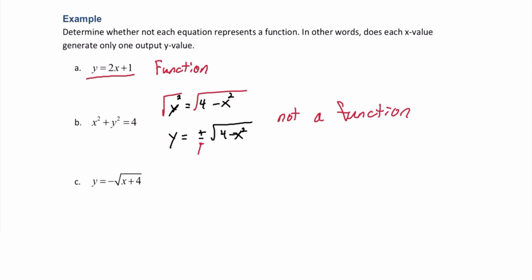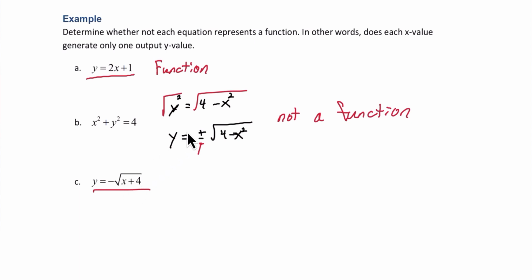Finally, in the last example, we have y by itself already. Again, ask yourself the question, if I plug in any value for x, will it give me more than one y value back for y? And the answer is no. You'll get a negative value, but you do not have the plus or minus like we had in the last example. Notice this one, the square root is already there.